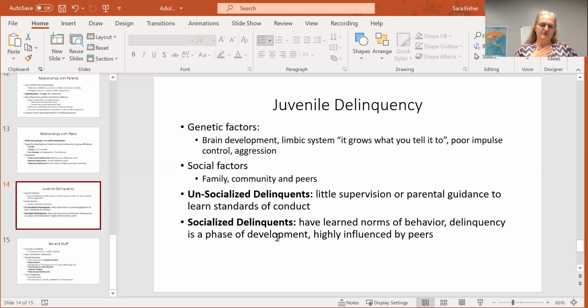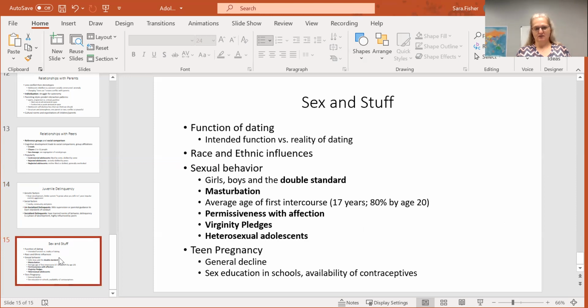I have been known to say I would fall into the category of a socialized delinquent, because there was a little period of my life when I was 13 or 14 where I broke the rules and probably took something from a grocery store or snuck into the movie theater when I was with certain friends, but it didn't last very long, right? As opposed to an unsocialized delinquent.